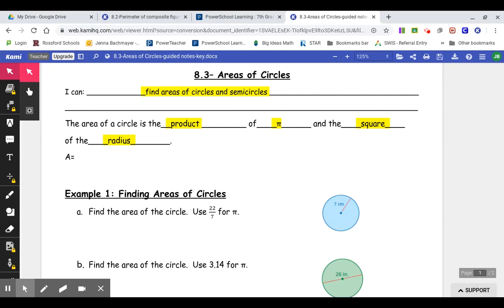Hey guys, today we're going to talk about our 8.3 areas of circles notes. Our I can statement: I can find areas of circles and semicircles.